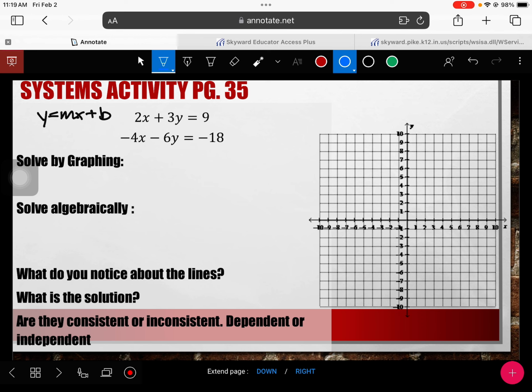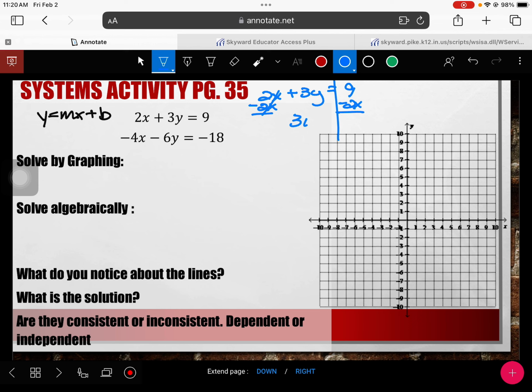So if I rewrite 2x plus 3y equals 9, what am I trying to isolate if I want y equals mx plus b? Isolate the y, get the y by itself, which means I need to move what? I need to move the 2x. How do I move that mathematically? Subtract it. So subtract 2x over here, subtract 2x on the other side of the equal sign.